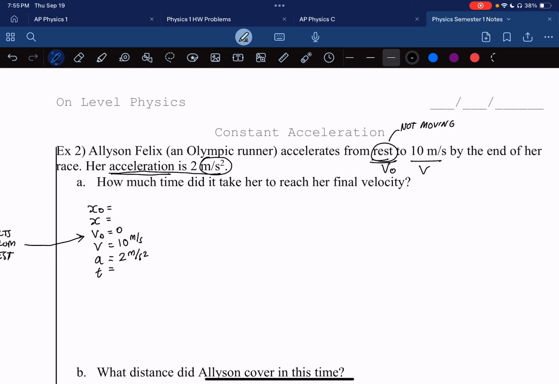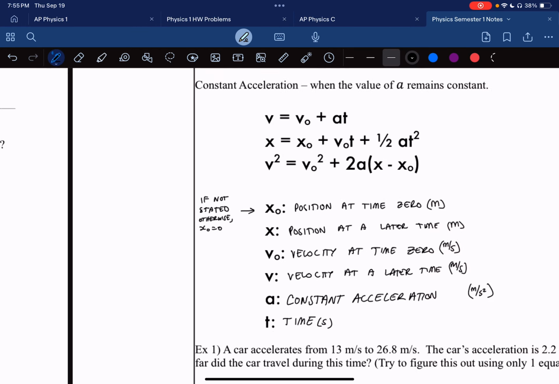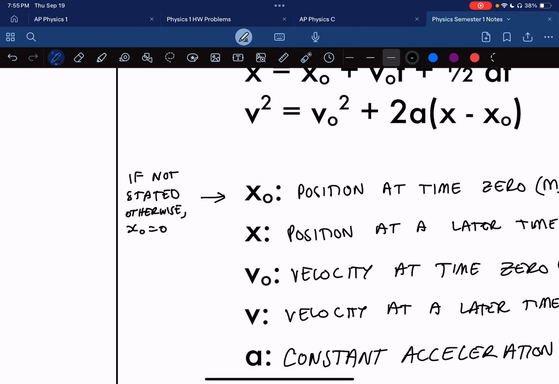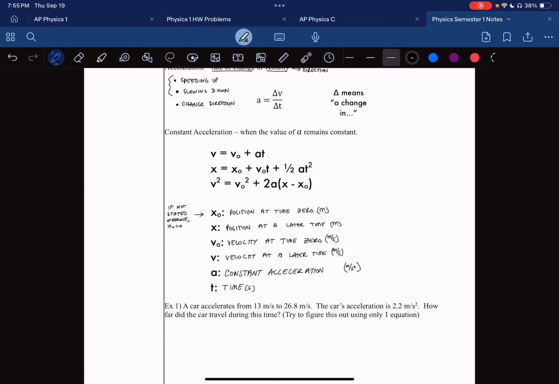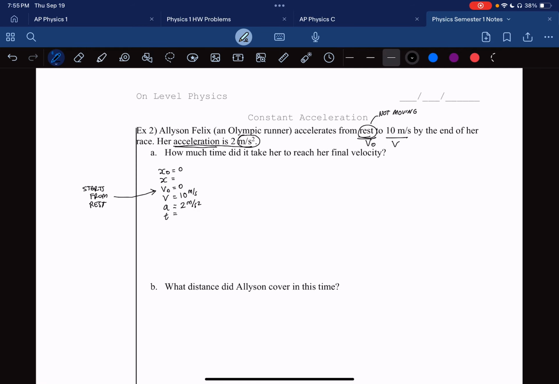Okay. Have we done everything? Almost. If not stated otherwise, x naught is going to be 0. So go to here, x naught, that's 0. Cool. We are missing t and we are missing x in this list of variables, which of course is what they're asking us for: what distance x and what time t.